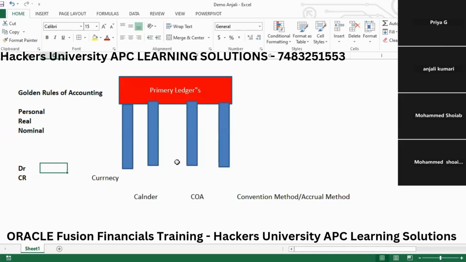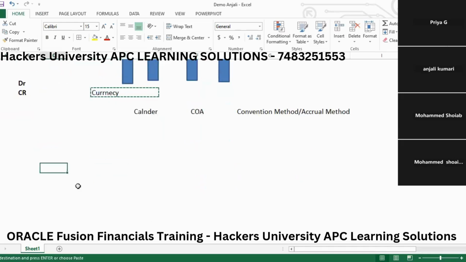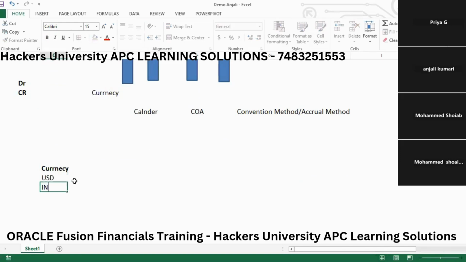Now we have to start understanding the currencies. What different currencies are available? We have USD, INR, AED, Arab Emirate dirhams, SAR, Saudi Riyal for example, and pound or whatever. Like this, you have many standard currencies.